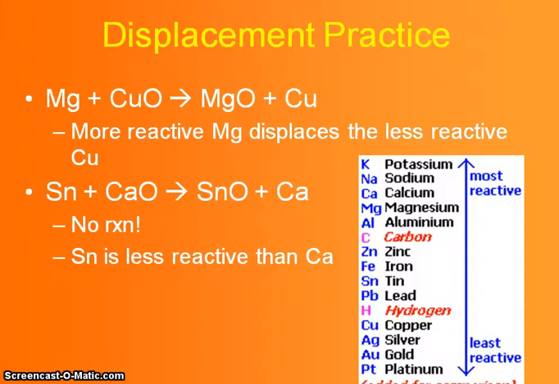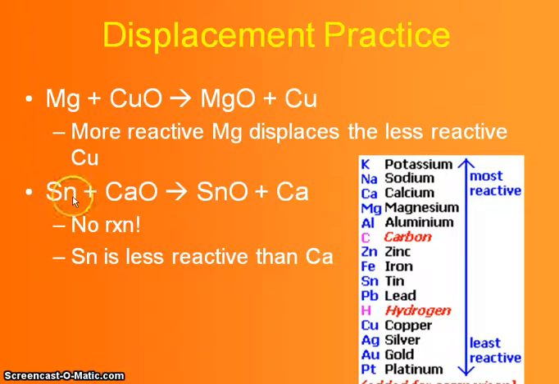Here are just a couple other examples. This one has magnesium trying to replace copper. So we find magnesium and copper on the list. Here's magnesium. And down here towards the bottom is copper. So magnesium is more reactive, so it will combine with the oxygen and copper will be left by itself.